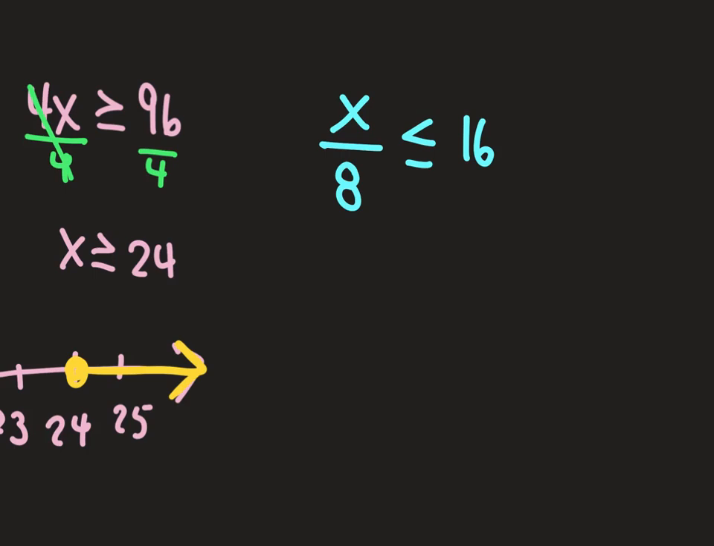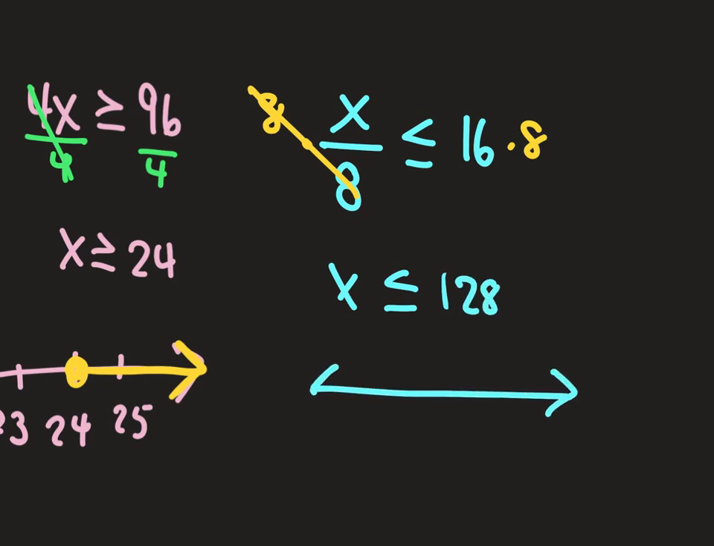All right, let's look at this one. X divided by 8 is less than or equal to 16. What number do I want to get rid of? The 8. How do I get rid of it? By multiplying. That's the opposite of what's happening now. Times by 8, cross out, what's my answer? X is less than or equal to whatever this answer is. 16 times 8 ends up being 128.